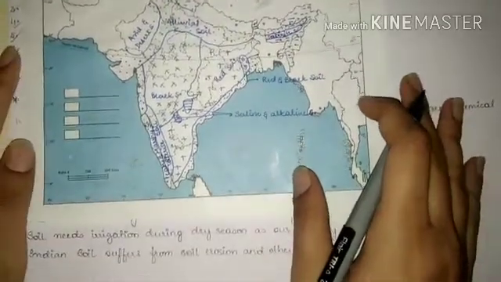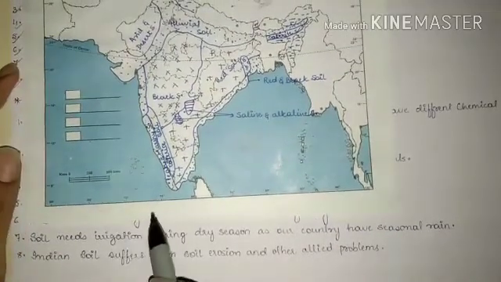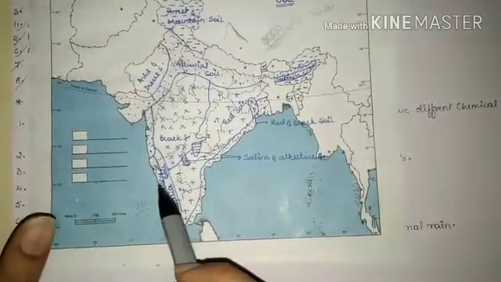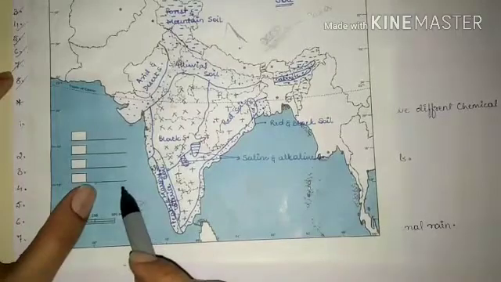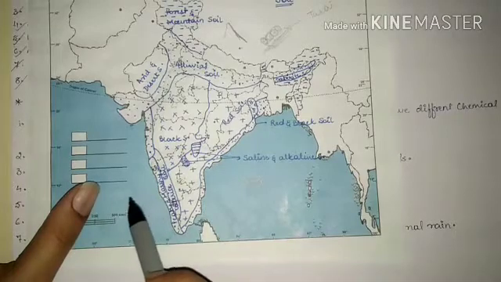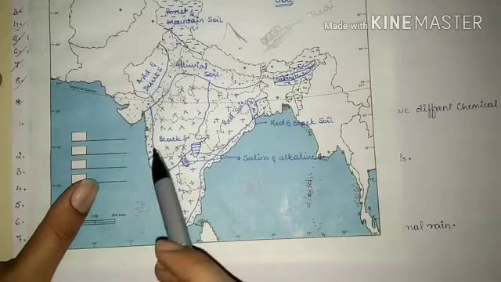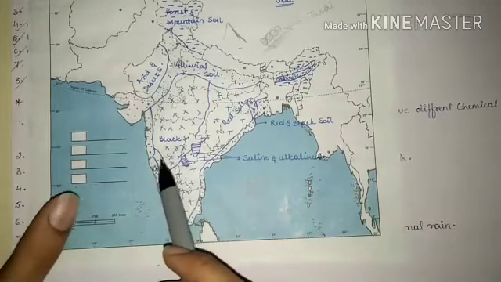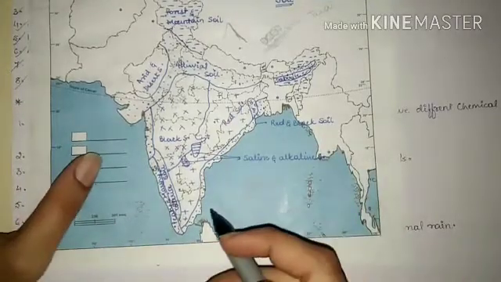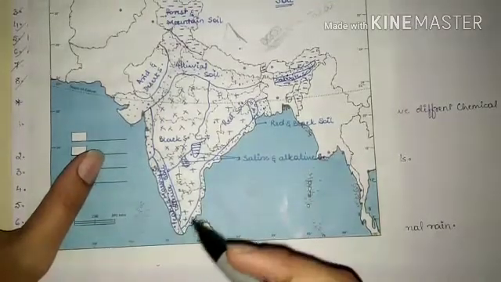Then we have, soil needs irrigation during dry seasons, as our country has seasonal rains. Because we have a monsoonal type of climate, we have the monsoon at a specific time of the year. The rest of the year is dry. Because crops are also cultivated during the dry season, during that time we require intensive irrigation in the fields. Lastly, the soil in India suffers from soil erosion and other allied problems.